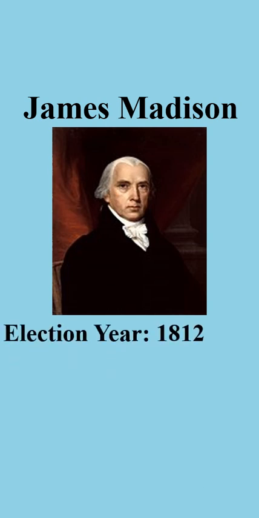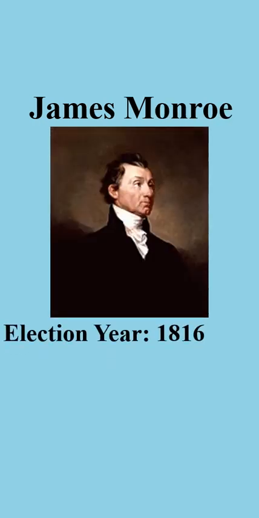The election in 1812 was won by James Madison again, and the result was 128 votes. James Monroe won the election that took place in 1816, and the result was 183 votes. James Monroe again won for the second time in 1820 with 231 votes.